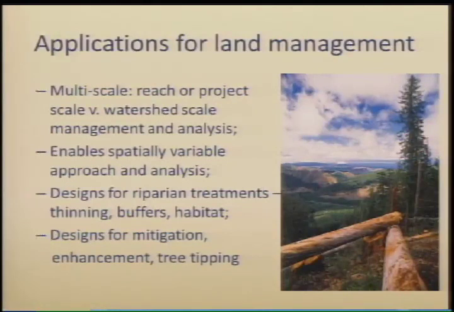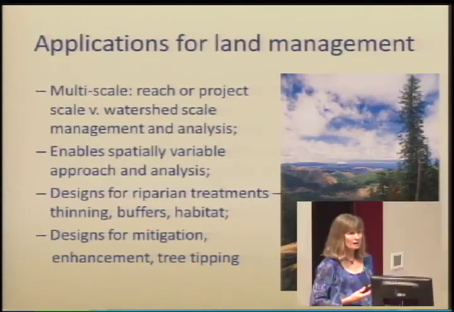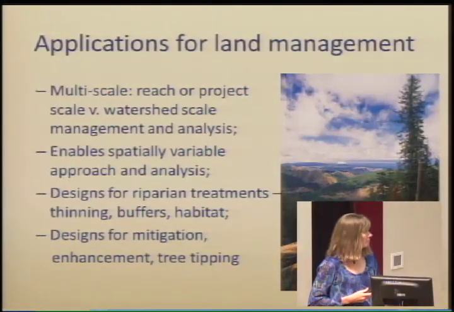So just in summary, what I've tried to show here is that we've got these multi-scale models, the reach and the watershed scale for management and analysis. It's enabling spatially variable buffers, spatially explicit analysis. So you can check out different designs that you might want to do for different treatments to see what's going to be the impact of wood in the streams, whether it's thinning or buffers or for habitat, and also to try to enhance the aquatic habitat with tree tipping or other types of things.